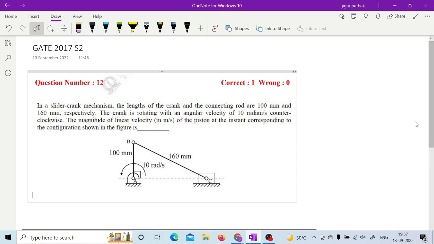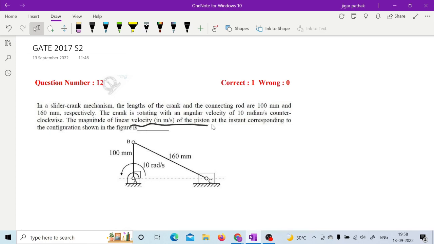Sir, didn't we do this in the previous problem, the same as this one? It is also similar, but here what they have asked is different. Previously they asked for turning moment. Here they are asking for the velocity of the piston, which we have derived. Can anyone tell me the equation? Any one of you can unmute and tell?